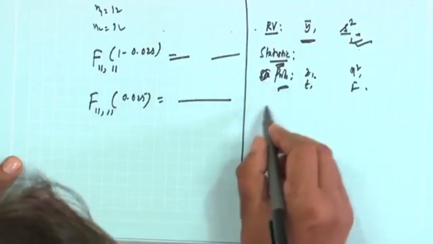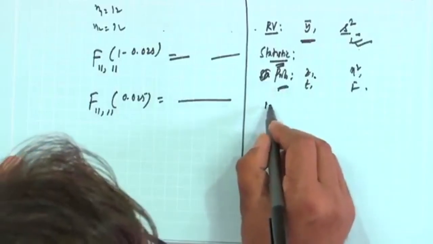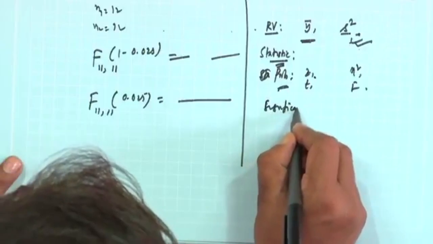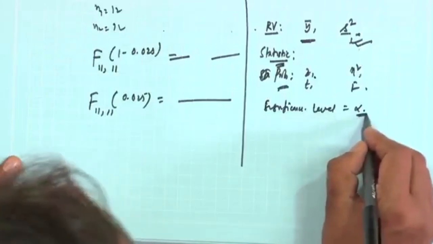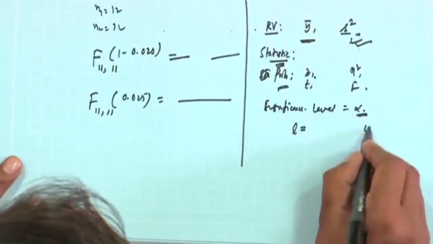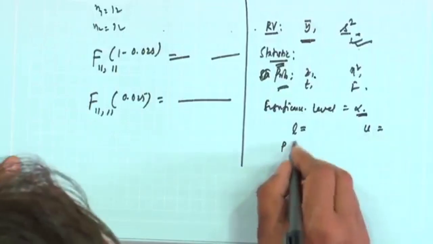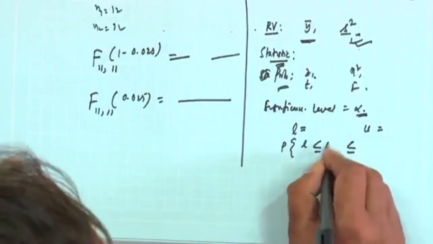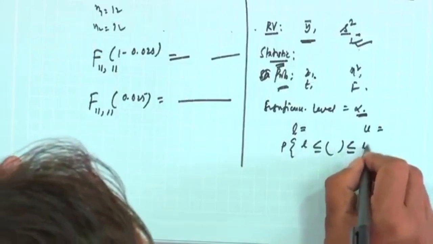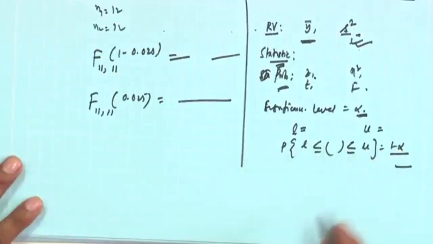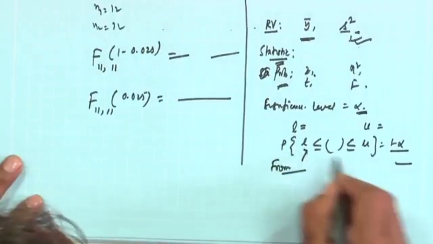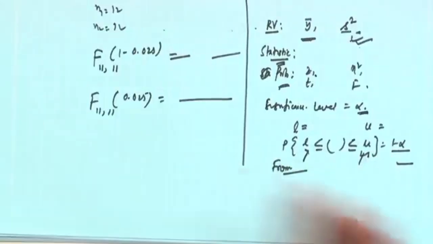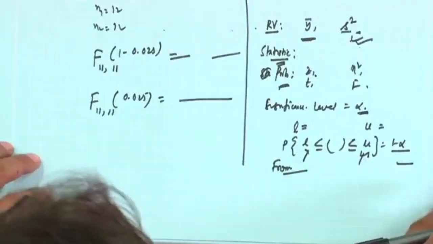Then you choose the significance level, usually we say it is alpha, and this will give you the lower limit and upper limit. And you choose in such a manner that the probability for this statistic will be 1 minus alpha. Then take from the appropriate table, find out the lower value and upper value, put them here and you get the confidence interval. Okay, so thank you very much.